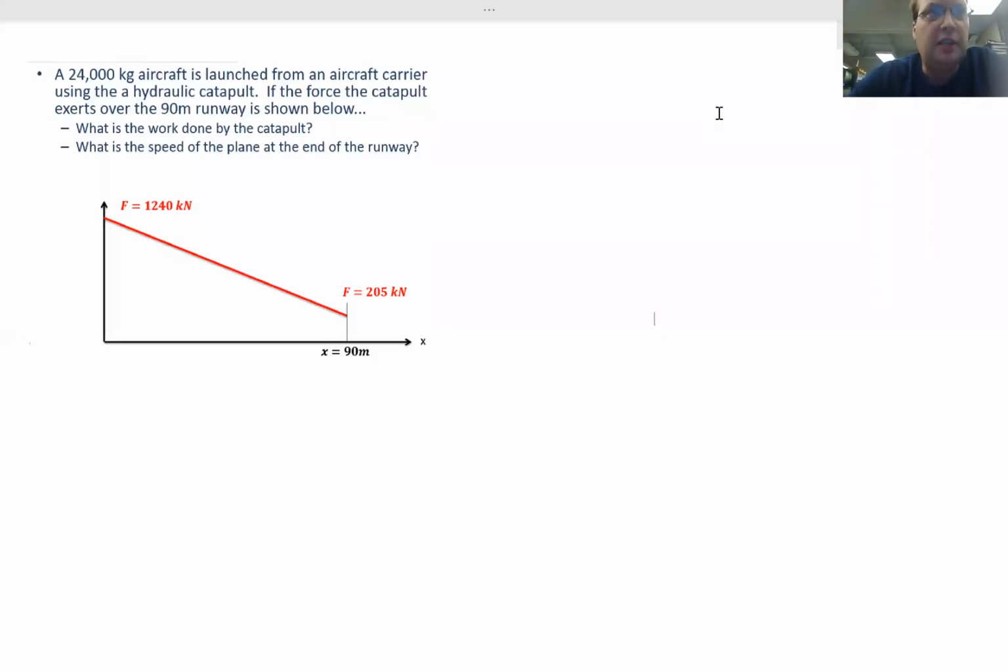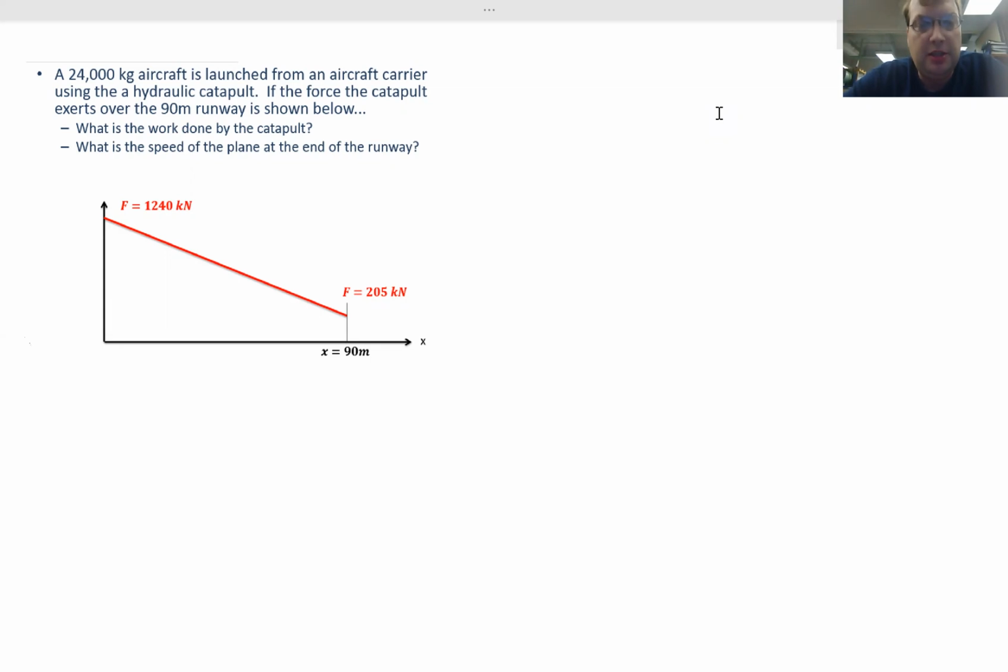Welcome to this worked example on work and energy. So in this problem, we have a 24,000 kilogram aircraft. It's being launched off of an aircraft carrier, and that aircraft carrier launching mechanism utilizes a hydraulic catapult.